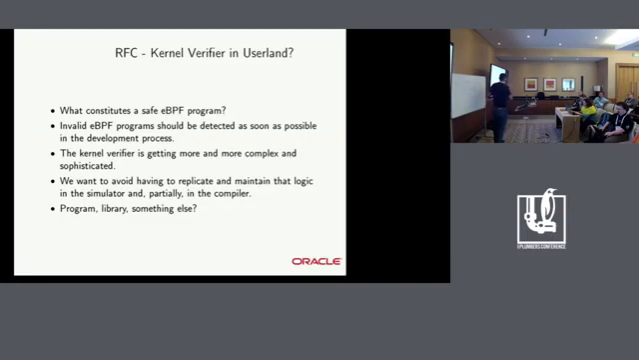I know that the verifier is extremely sophisticated, and it is getting more and more sophisticated. But I really want the compiler and also the simulator to do a similar job to what the verifier is doing. But I definitely don't want to replicate the logic of the kernel verifier there. So my question for you is: is there a way to access or reuse the kernel verifier from userland, from user space? Maybe a program, maybe a library, I don't know.